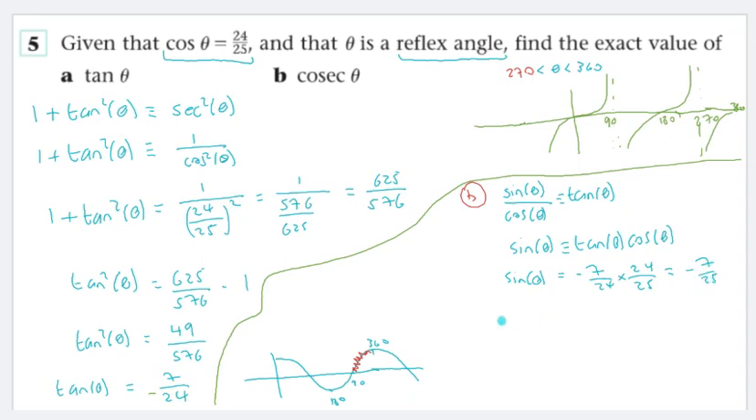And then that means that cosec of theta is going to be minus 25 over 7, because it's 1 over sine and it's the reciprocal. Interesting set of questions there.